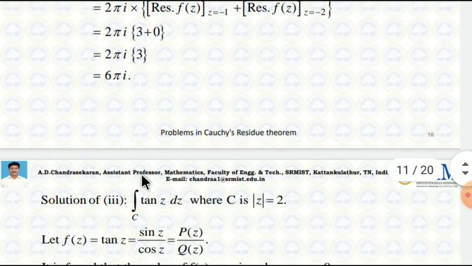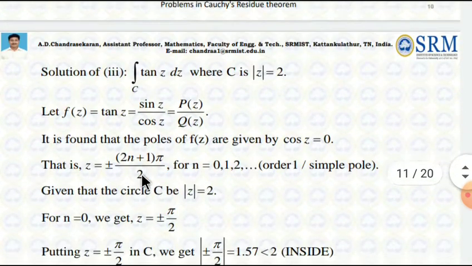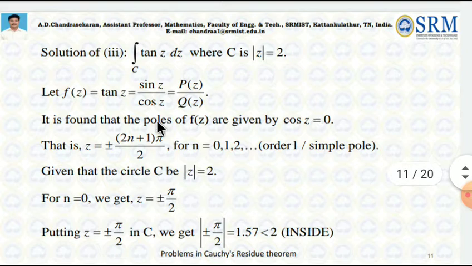The third sum is the integral over c of tan z dz. So what is my f of z? Tan z. So we cannot do it like the previous type. Here c is |z| equal to 2, that is, the radius is 2 only. So let us rewrite the given f of z equal to tan z as sin z by cos z. So p of z is the numerator, q of z is the denominator. That is, sin z is the numerator p of z, and q of z is cos z.